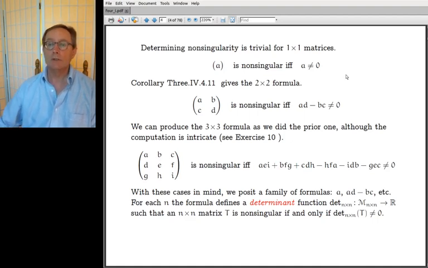We already saw the 2x2 case. A, B, C, D is non-singular. Do you remember that we did the inverse of the 2x2 matrix? And the inverse of a 2x2 matrix turned out to have a fraction in front of it. That is, it was scaled by a real number. The fraction was 1 over AD minus BC.